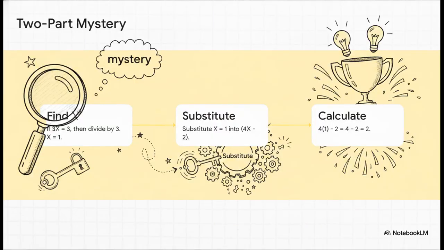Okay, let's solve this two-part mystery together. First, we need to find the key, which is x. If 3x equals 3, we simply divide both sides by 3, giving us x equals 1. That's step 1. Now for the real magic trick.